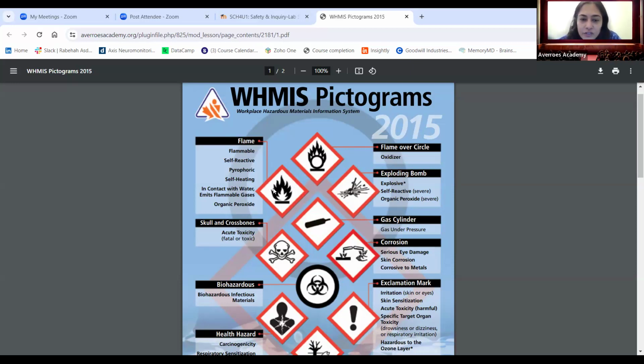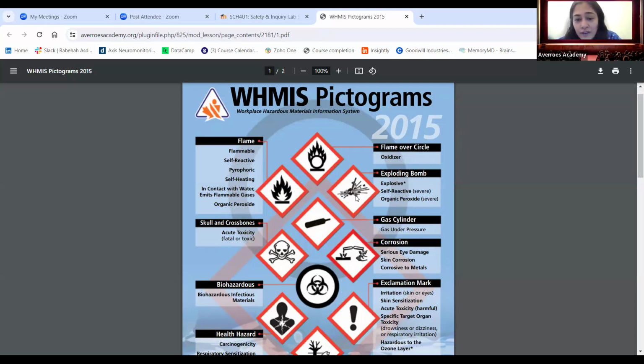So as you can see, there's a fire, right? It looks like a fire with the diamond shape around it in red. So that means that it's flammable. It's self-reactive. It's pyrophoric, and it's self-heating. In contact with water, it emits flammable gases, and then organic peroxides. And then you have flame over the circle around here. You see that? That means that this is an oxidizer chemical.